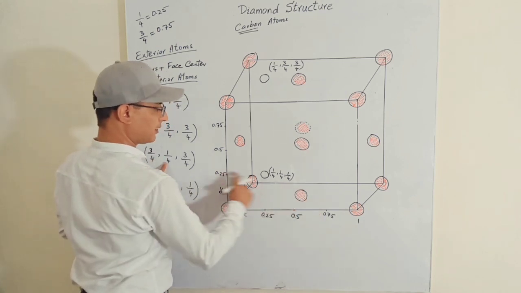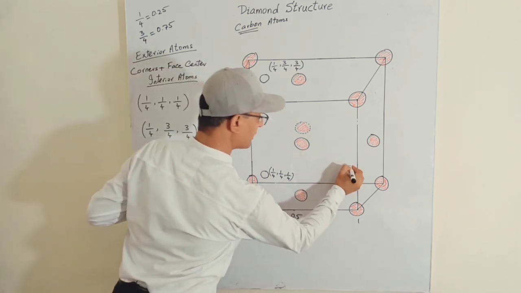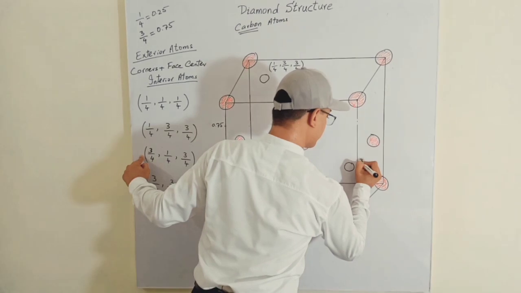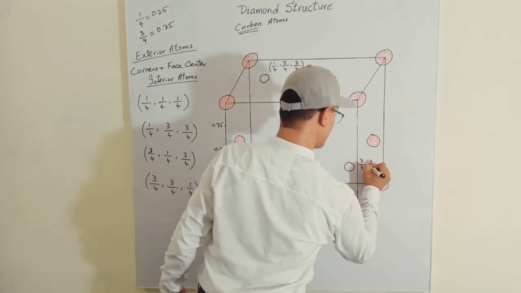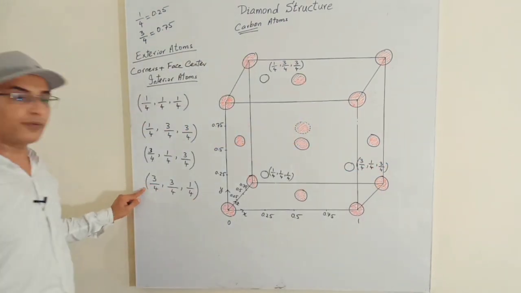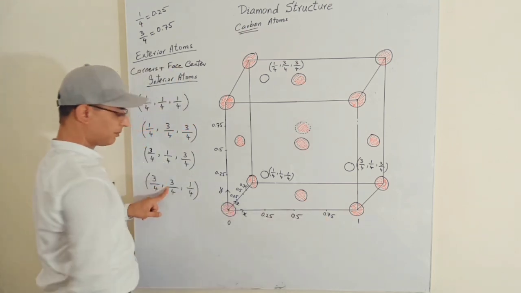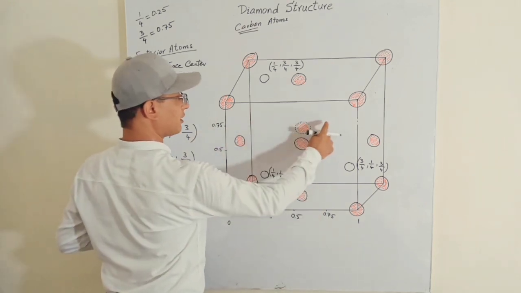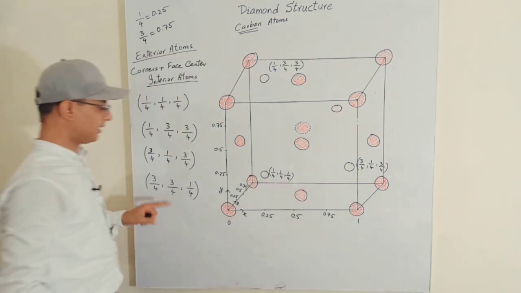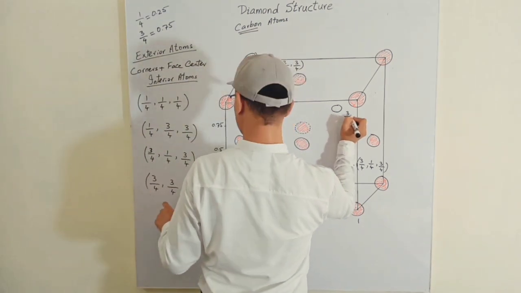I'll reach somewhere down here. This is the third position of my interior carbon atom, that is 3/4, 1/4, and 3/4. Now for the last fourth interior carbon atom, travel a distance of 0.75 along the x-axis up to here, then 0.75 along y-axis, which I'll approach here, and 0.25 inside the crystal somewhere down here. This is the position for the fourth coordinate of the interior carbon atom.